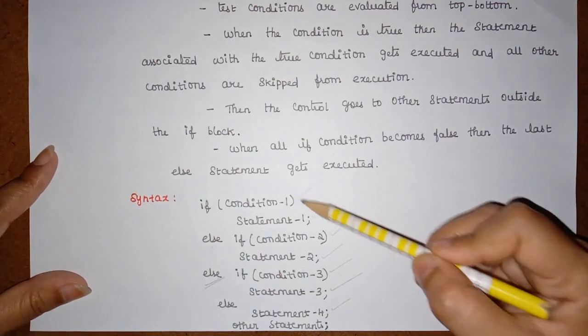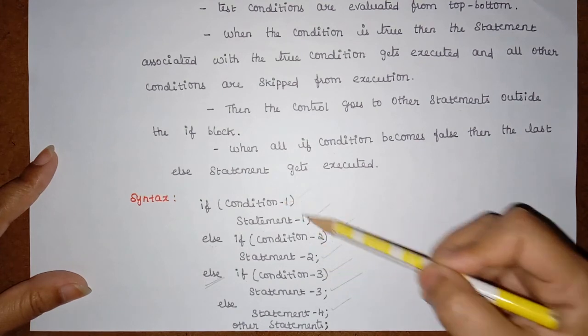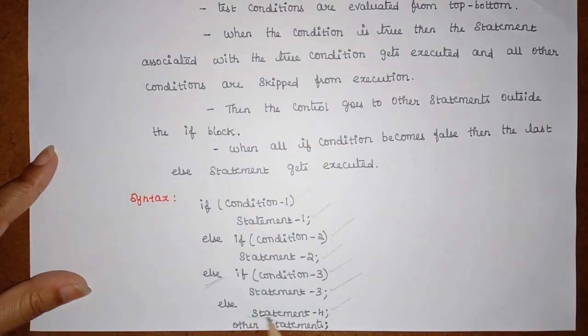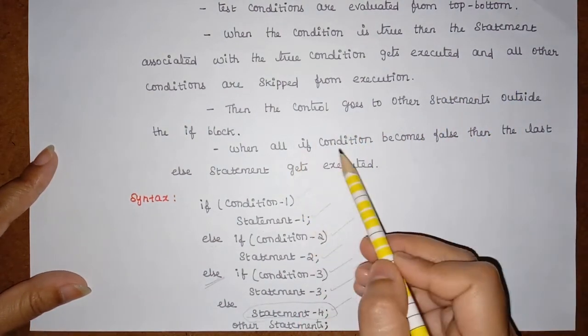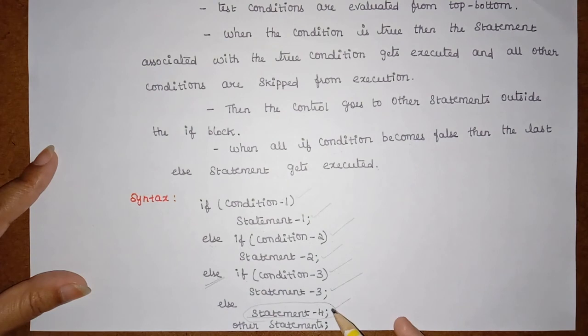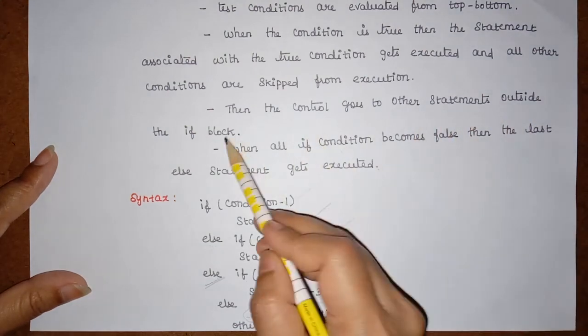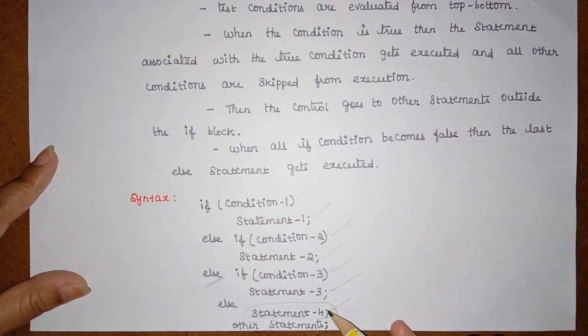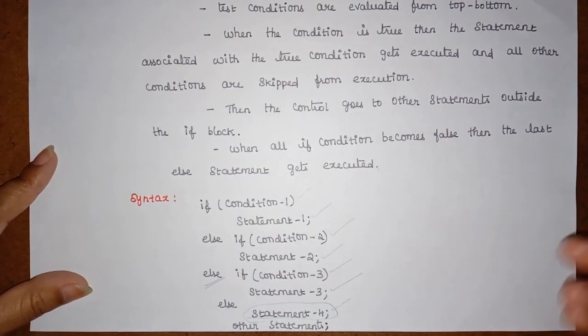That means if all these conditions become false, then the last else statement will get executed. That is what is given here, right? So when all the if conditions become false, the last else statement will get executed. Then after executing this statement, the control goes to the other statements outside the if block. After this if condition, we'll be having other statements, and those statements will get executed. This is the syntax for else if ladder. Now we will see one example program.